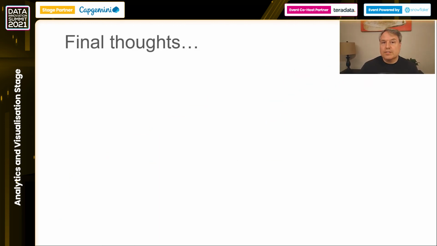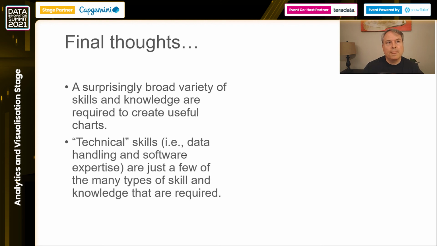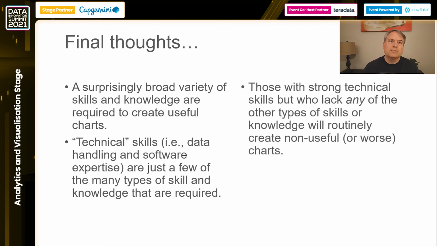A couple of final thoughts. Those are all, I think there are seven elements, skills that we need. There are a surprisingly broad variety of them that we need in order to create useful charts. Not just useful, but charts that are not going to mislead people or misrepresent the data. And so unlike what most people think, those technical skills, like the data handling and software expertise and knowing the nature of the data, are just a few of the many types of skills that we need in order to create charts that are effective.